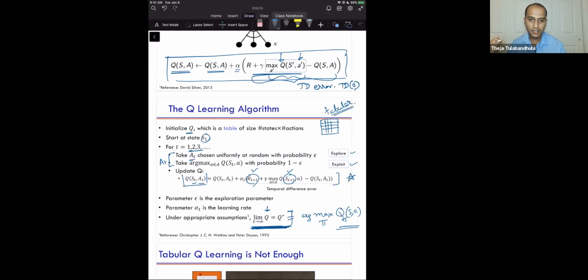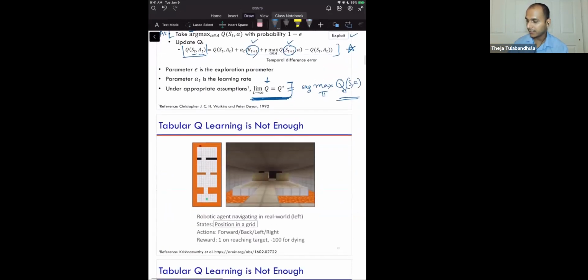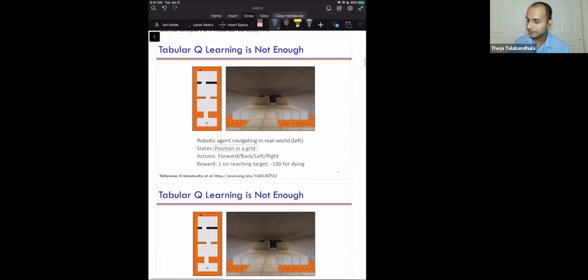And from now on, we're going to talk about function approximation, and we'll see why this is not enough. Okay, and this algorithm needs changes to actually work in more realistic settings. Okay, and that is illustrated using this diagram here. So let's say a robotic agent. Let's say this one. Okay, and it needs to get to this door here.